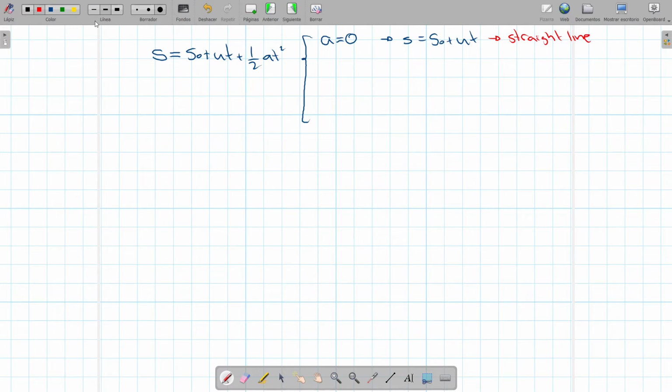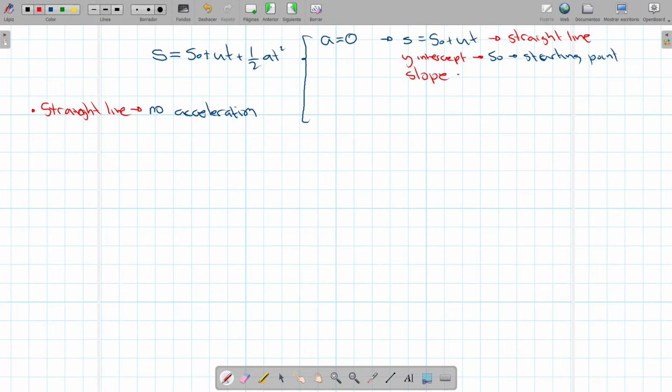So anytime you see a straight line in these types of graphs, I'm going to write this down as important, a straight line means no acceleration. It also means that if it's a straight line, the y-intercept will be our starting point, s0, and the slope of our straight line is going to be u. So that's going to be our velocity or our speed.